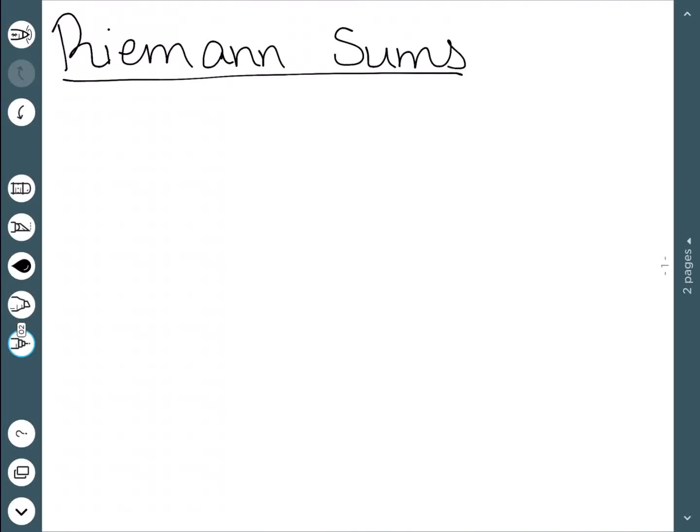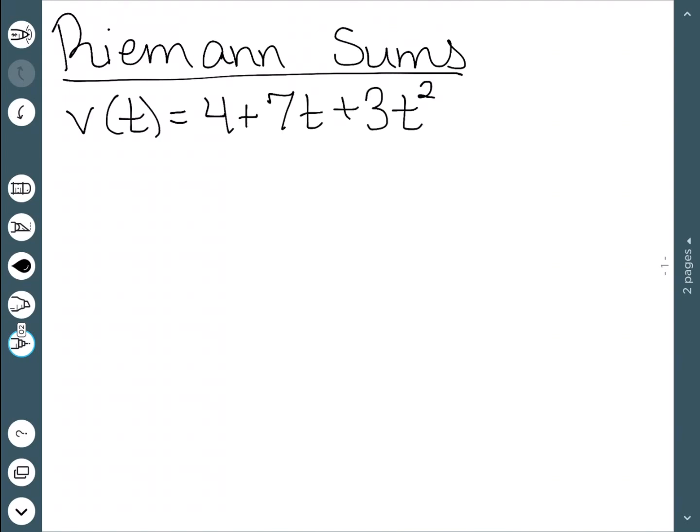We're going to look at something called Riemann sums. To start this, we're going to start with a motivating example. I have this function v of t equal to 4 plus 7t plus 3t squared, and we're going to assume that this is the velocity of a car. And we want to know the change in the position in the first 5 seconds.